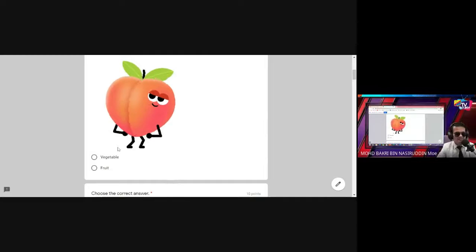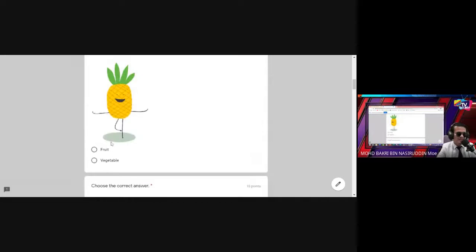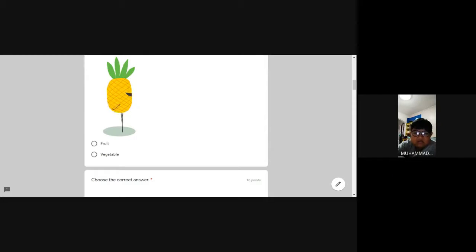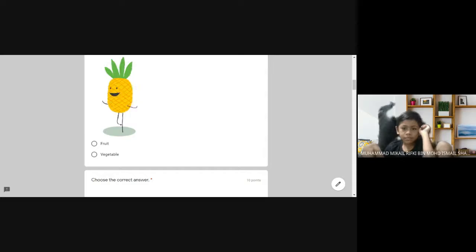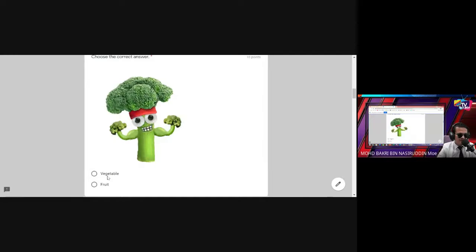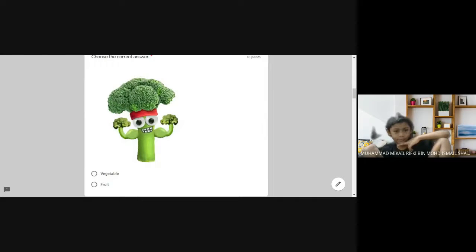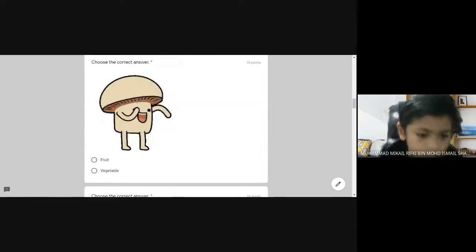Vegetable. Are you sure this is vegetable? No. Okay, it's no. Choose another answer. Now this is pineapple. Aha, very good, everyone. If you think this is fruit, you choose fruit. Now next one. How do you know this is broccoli? Macam mana tahu ni? Fruit or vegetable? Vegetable. Very good. Now this is mushroom. Mushroom, vegetable or fruit? Vegetable. Okay, very good. Sayur.